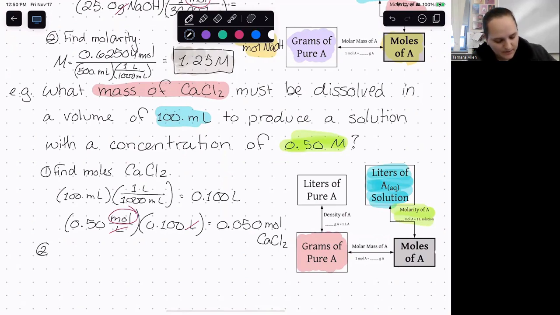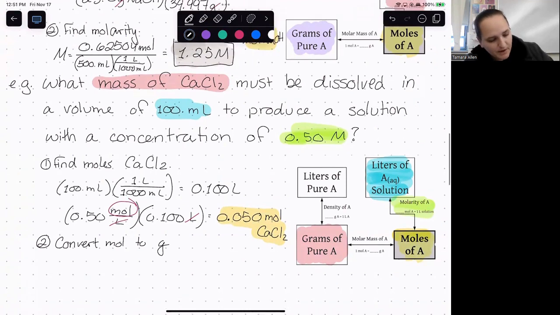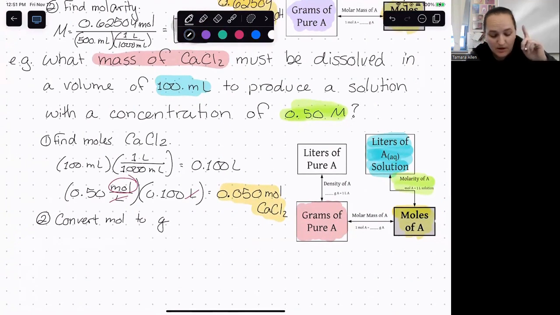And then our second step, our last step: we now know moles of CaCl2, so we can easily convert to grams using the molar mass. So our molar mass is going to be the mass of calcium plus 2 times the mass of chlorine for a total of 110.984.